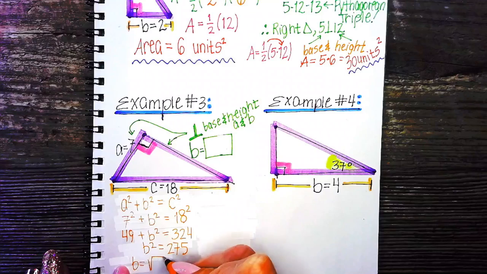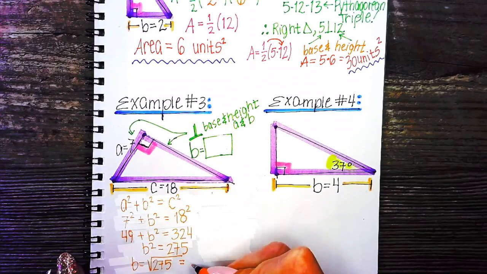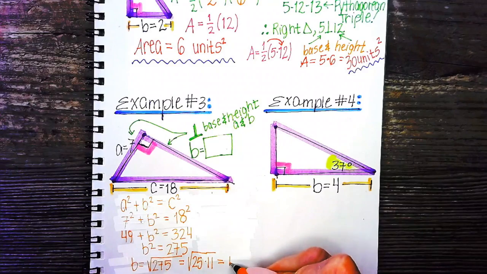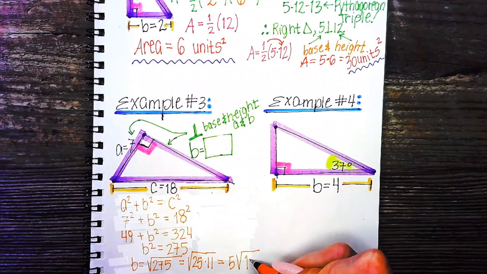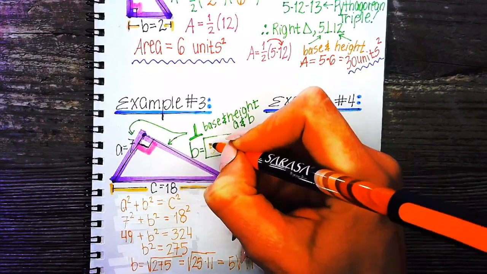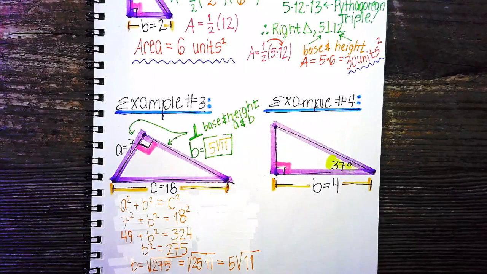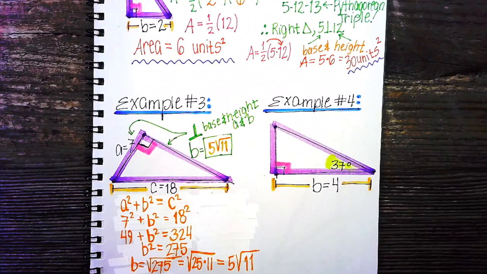275. Now, 275 is not a perfect square, so when I go to take the square root of both sides, I'll have radical 275, and I'm going to need to break this number down so I can try to figure out the simplified version of this radical. 275 ends in a 5. In fact, it ends in a 75. That means not only is it divisible by 5, but it's actually divisible by 25, which is a perfect square.